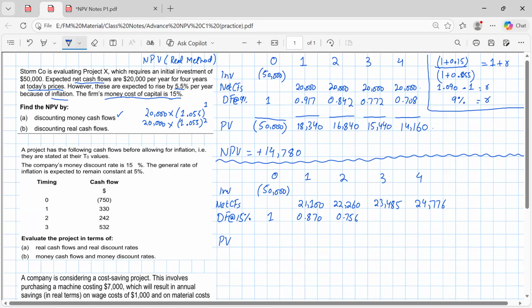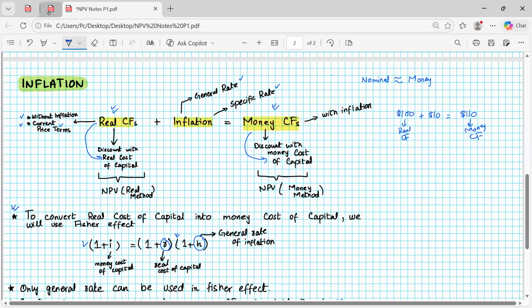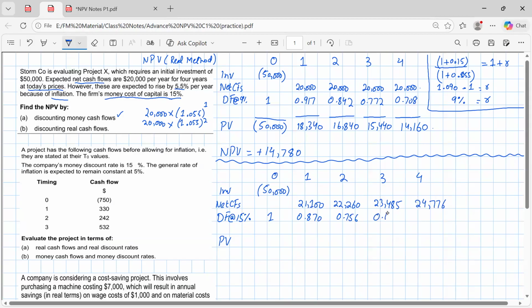0.756. 0.658. 0.572. So present value 50,000. So what will be the present value for year 1? 1827. Well, it will not be 1827.